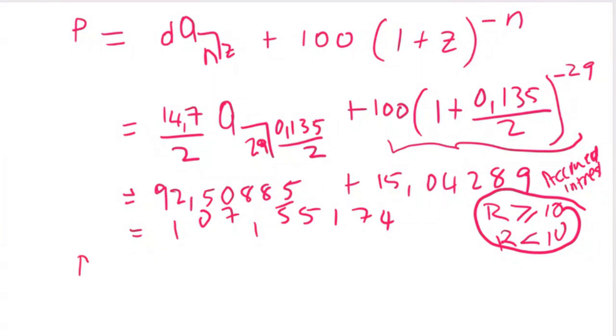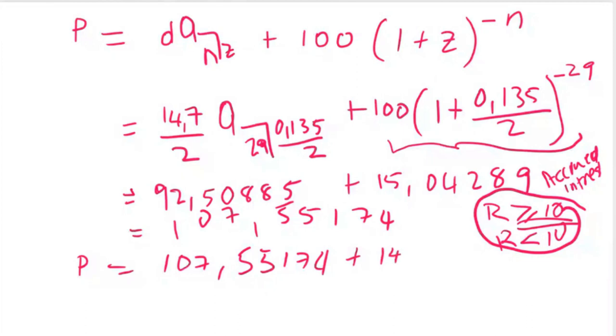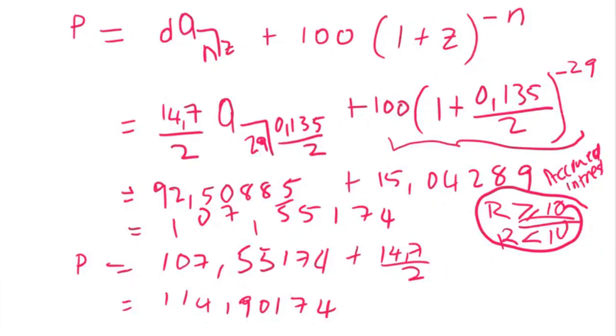So your present value is going to be equal to 107.55174 plus the coupon, because otherwise, if our R from the previous slide was less than 10, we wouldn't have to add anything. So now we need to add our coupon. Our coupon, remember, is 14.7 over 2. So our new present value becomes 114.90174. This is the present value that you are going to be working with. You had to add because now you are working with a cum interest case.